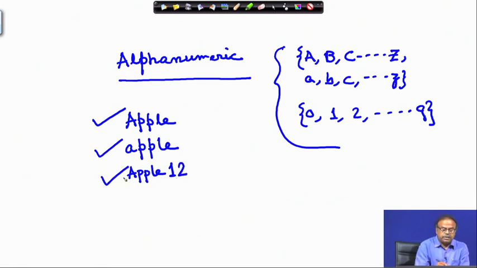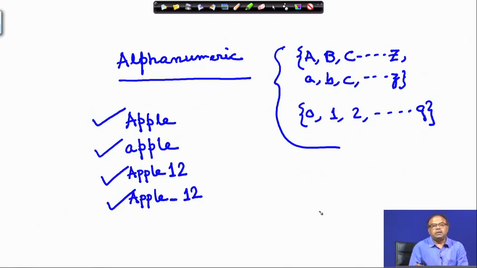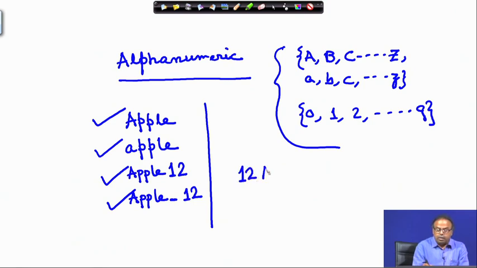That is also a valid variable name. Now, there are some special characters like underscore that are allowed. I could have written something like this, apple underscore 1, 2. That is also a valid variable name. However, I cannot start a variable name with a digit or a number. For example, 1, 2 apple is not a valid variable name.